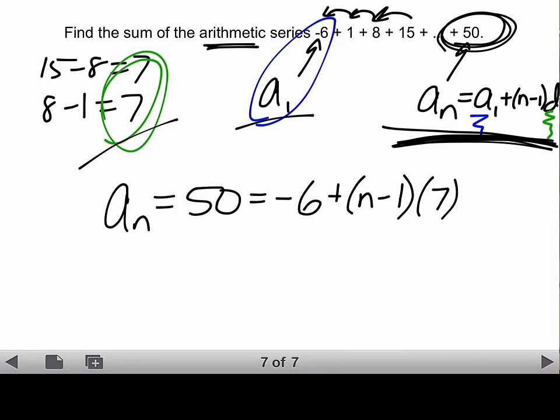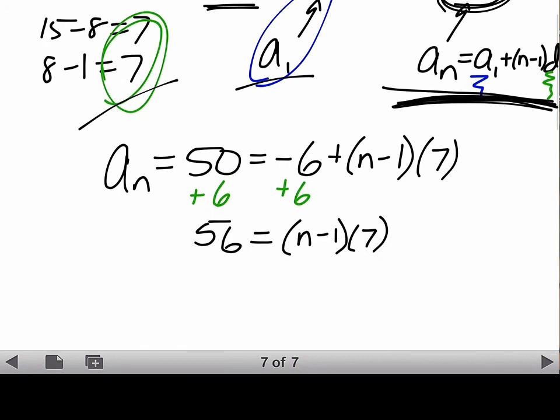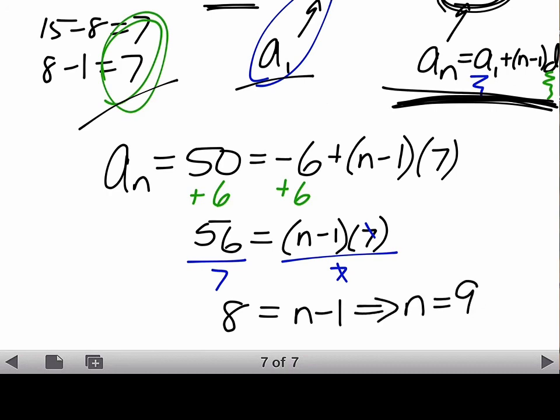What I'm going to do is add 6 to both sides of the equation with the numbers. And so I have 56 is equal to n minus 1 times 7. Since I'm after n, I want to kind of leave that alone. I'm going to divide both sides by 7. Those divide out. I have 8 is equal to n minus 1. That tells me that n is equal to 9. Now I know n is 9.